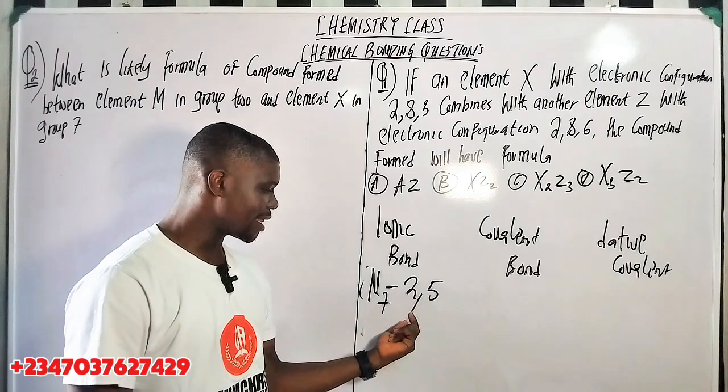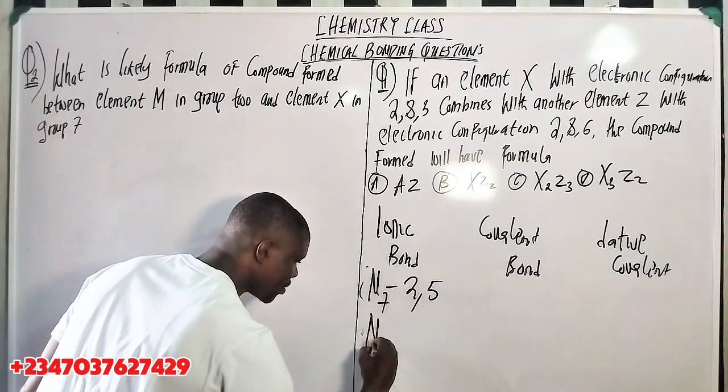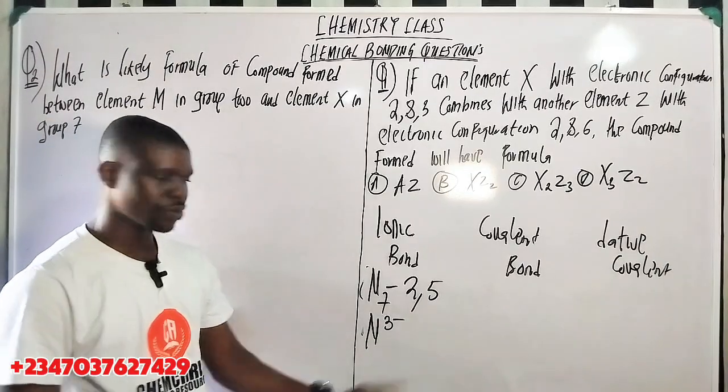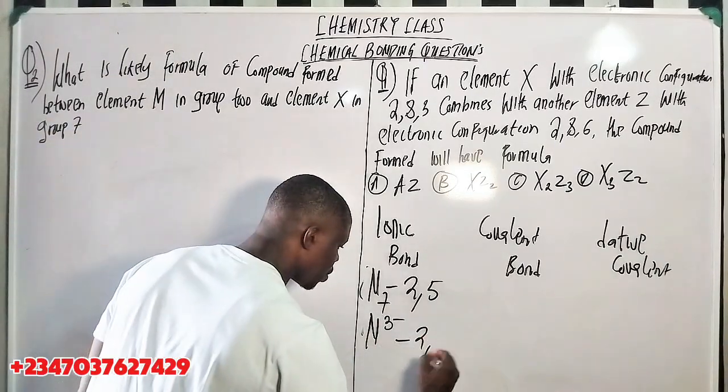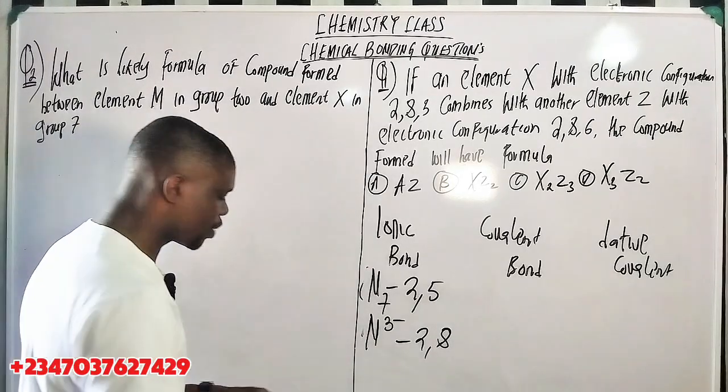So when it gains 3 electrons, what happens here? It becomes N3-. It shows that it has gained 3 electrons. So here we now become 2, 8.